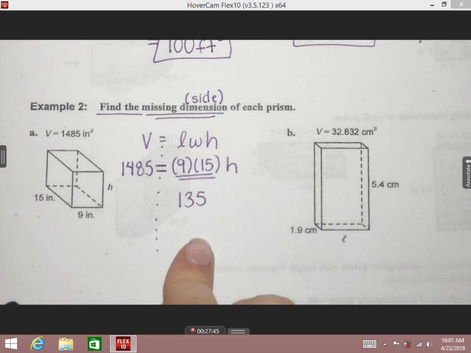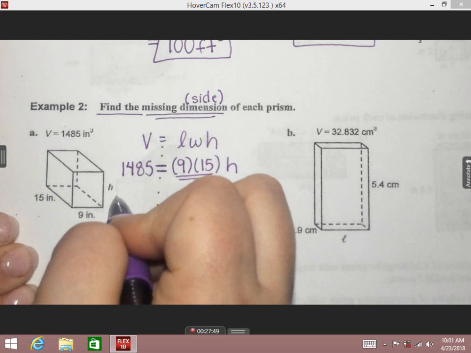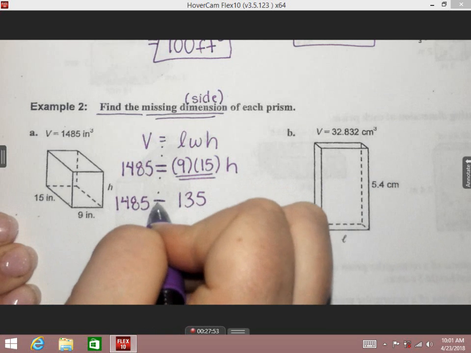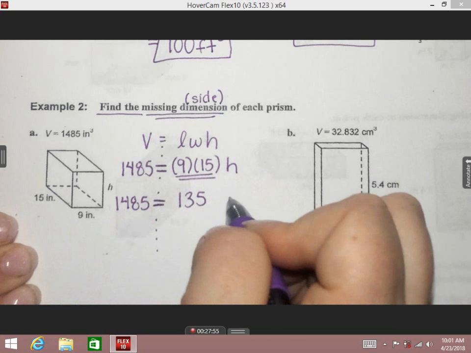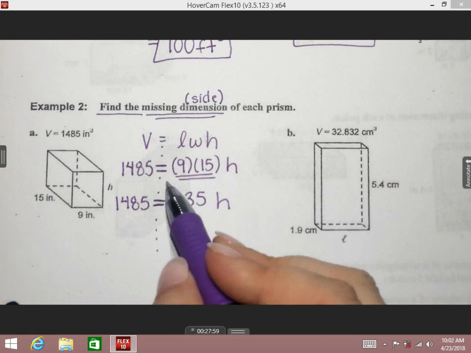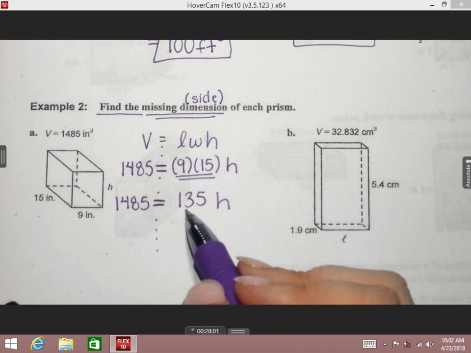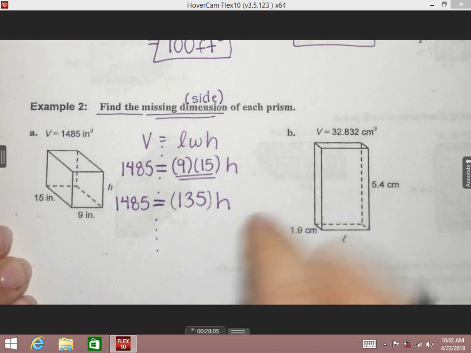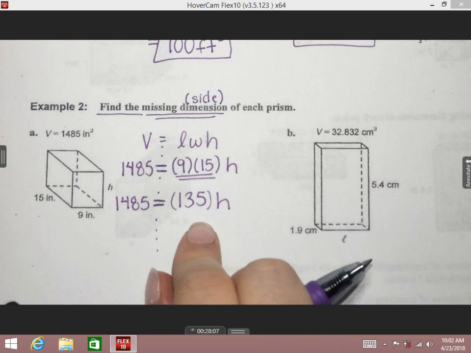So I get 135 there. Is anything else going to change? Nope. I still need the 1,485. I still need my equal sign. And I still need H. The only thing that changed is we put 135. If you want to put that in parentheses, you can. You don't have to. If we wanted to, though, we could. Okay. All right.